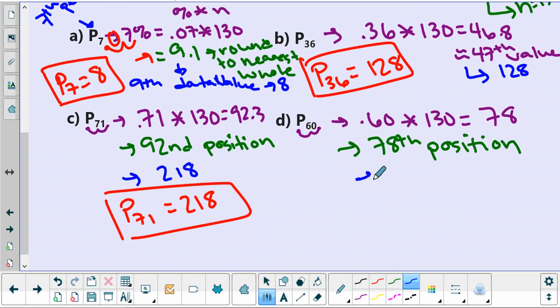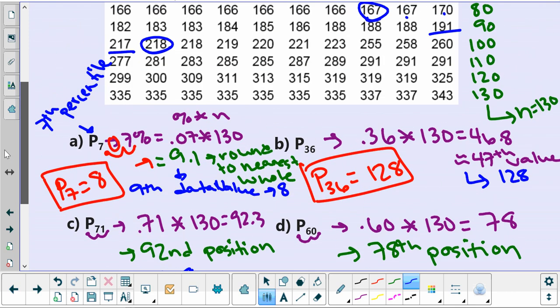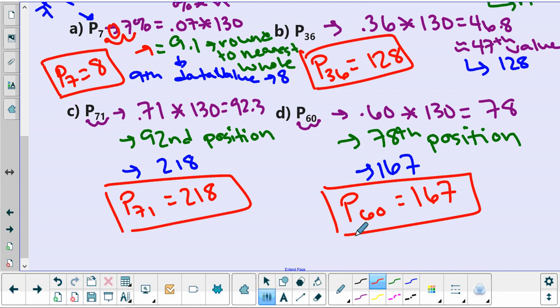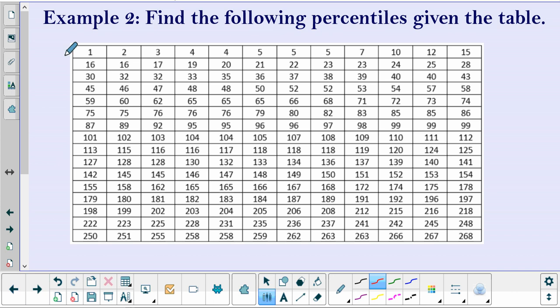So down here, that gave me 167. So that means that P60 is equal to 167. So again, the 60th percentile in the data set is 167. Let's do it with one more table and just make sure that we have our acts together here.